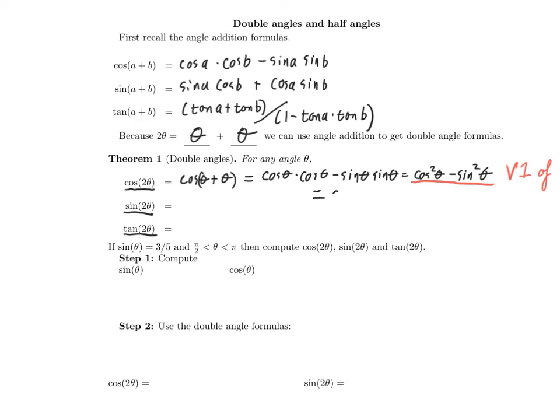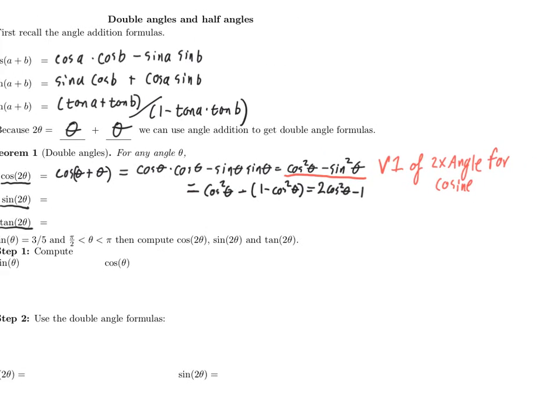So here's another version of the double angle formula for cosine you can get by saying, well, sine squared is 1 minus cosine squared. So this is cosine squared theta minus 1 minus cosine squared theta. And of course you should simplify that, right? You would distribute that minus sign, turn that thing in parentheses to minus 1 plus cosine squared theta. And what do you wind up with? You wind up with 2 cosine squared theta minus 1. And this is version 2 of the double angle formula for cosine.